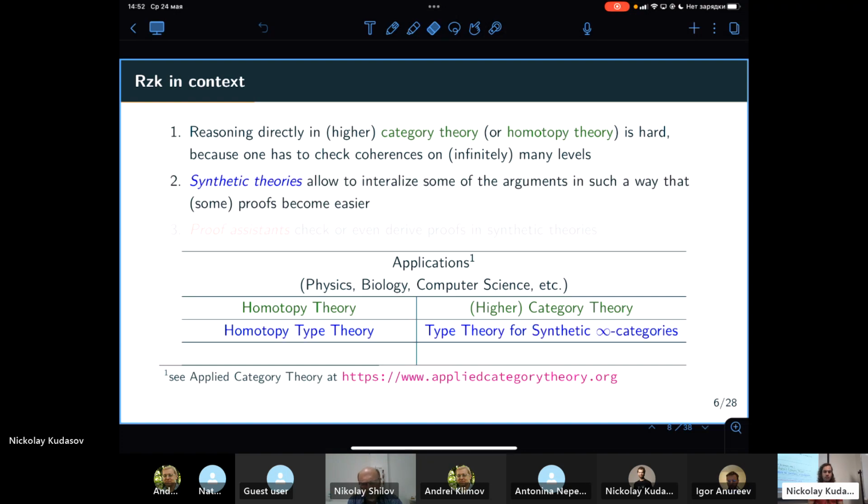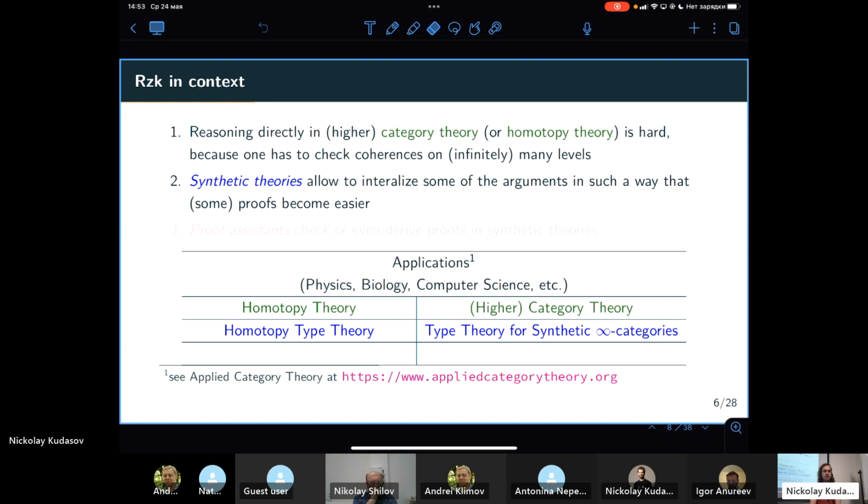And then synthetic theories basically try to internalize some of the common arguments that happen when you reason about category theory analytically. And so you internalize some of the arguments, so you make them basically built-ins. Instead of proving them every time, you say, this is what is allowed, this is what we're allowed to use.